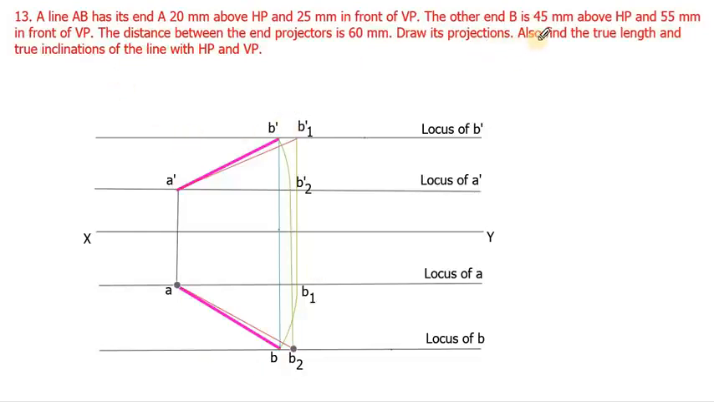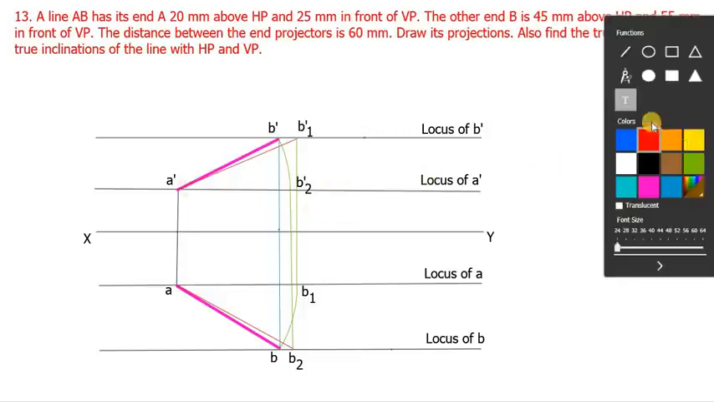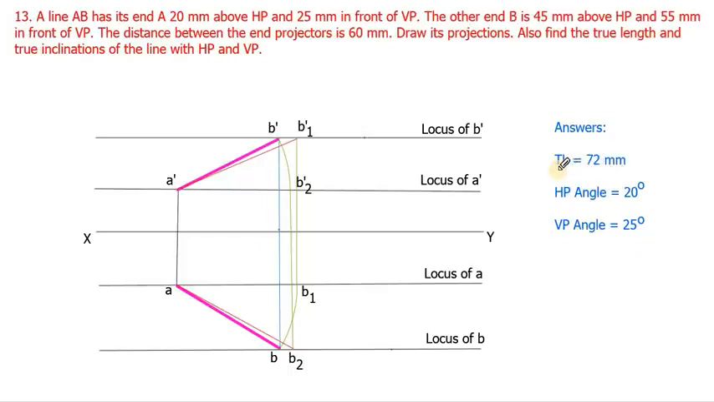First we can calculate the true length of this particular line, that is A dash B1 dash and A B2. Just take the scale and measure the length of the line. These two lines will be equal. Similarly, take the protractor and measure this angle. When you measure the length, it will be about 72 mm, so that can be written here. This is the answer: the true length line is 72 mm. Just measure this, you will get 72.